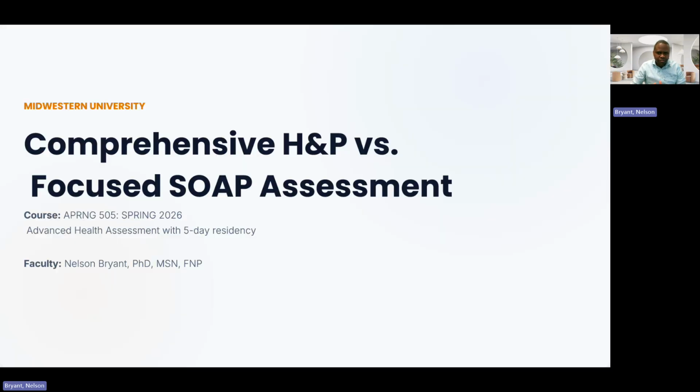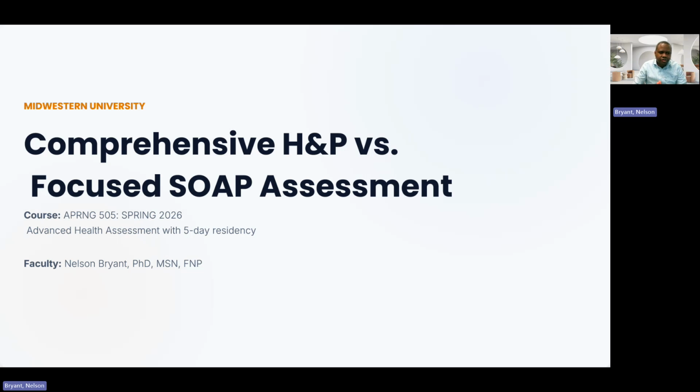So today we'll be focusing on a critical skill for your clinical practice, which is to distinguish between the comprehensive history and physical versus a sub-note assessment. So we'll use some of your examples to highlight the differences.